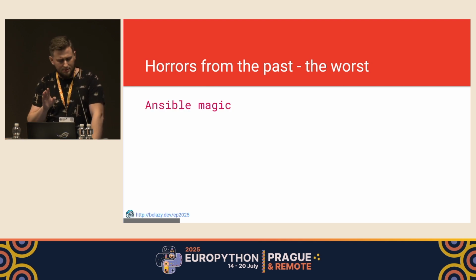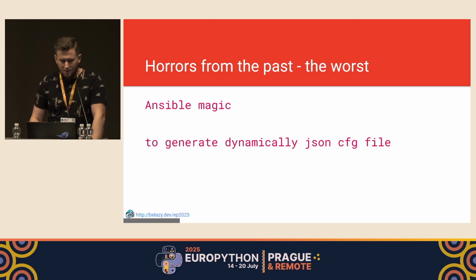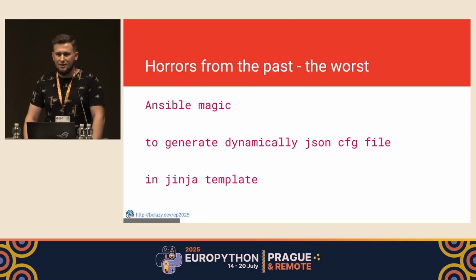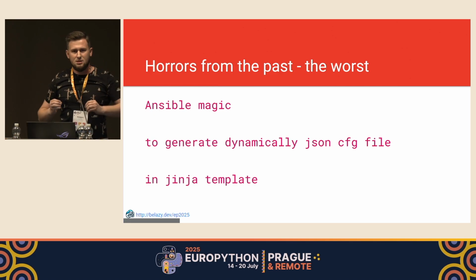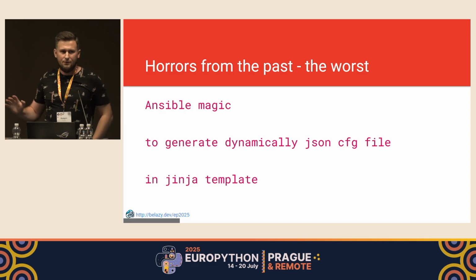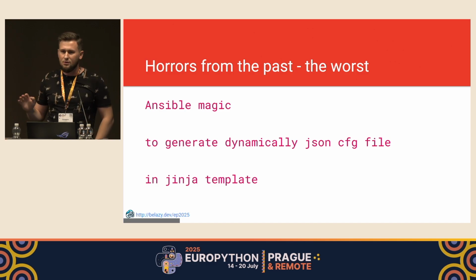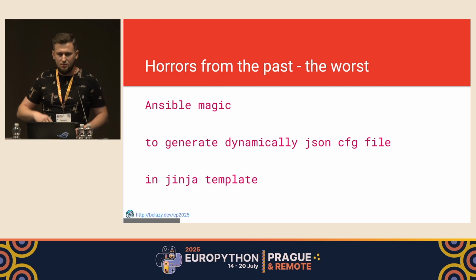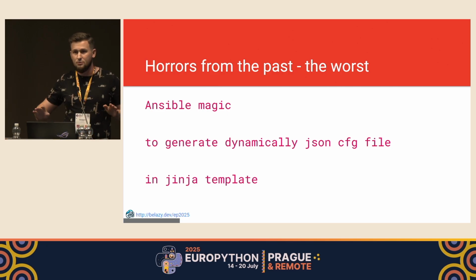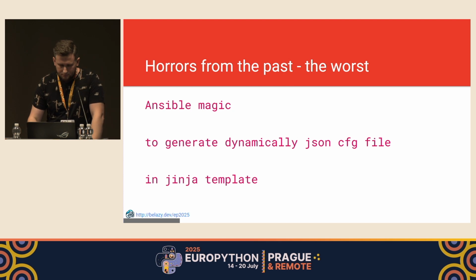I love Ansible, but this was Ansible magic to dynamically generate JSON config files in a Jinja template. And it was a one-liner. It was that big line that no one would touch and was doing all the configuration based on Ansible configuration to transfer the configs from Ansible to production. It was a nightmare. Nobody wanted to touch that place.